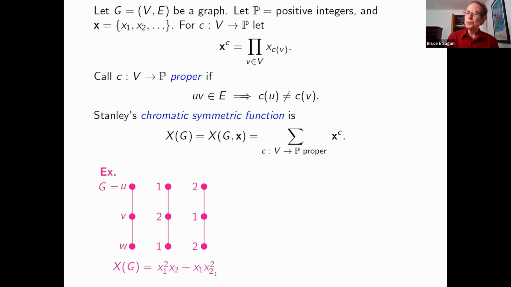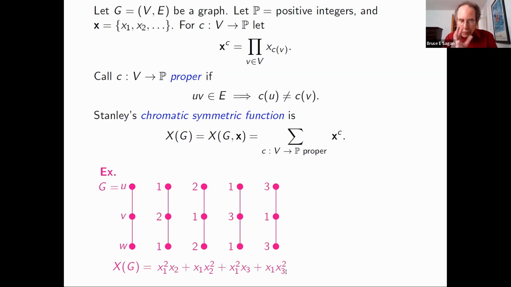Okay, well, let's continue on our merry way then. What if I use the colors 1 and 3? Well, it's a similar story, right? You could put the 1s at the endpoints and the 3 in the middle, or the 3 at the endpoints and the 1 in the middle. That's going to give you x1 squared x3 and x1 x3 squared. And hopefully it should be pretty clear that no matter which 2 colors you pick, if they're colors i and j, you're always going to get an xi squared xj plus xi xj squared, right? So you're going to get every possible monomial of that type, nice and symmetric.